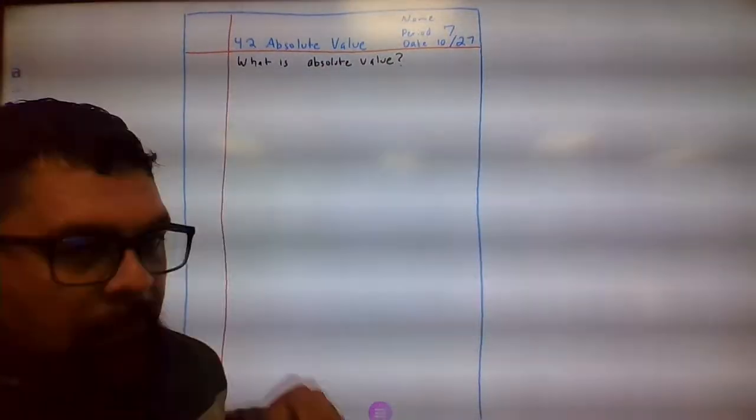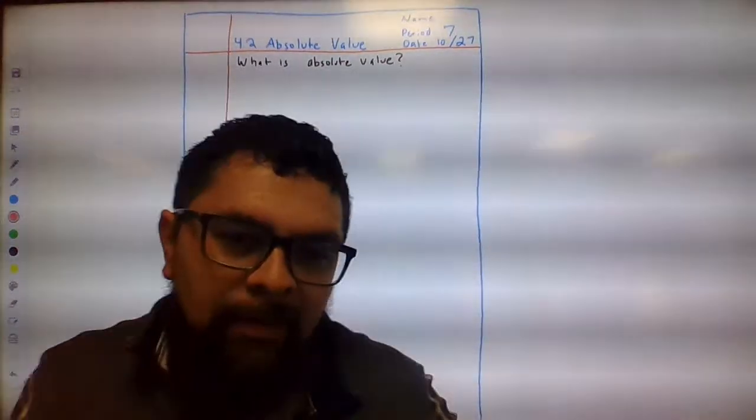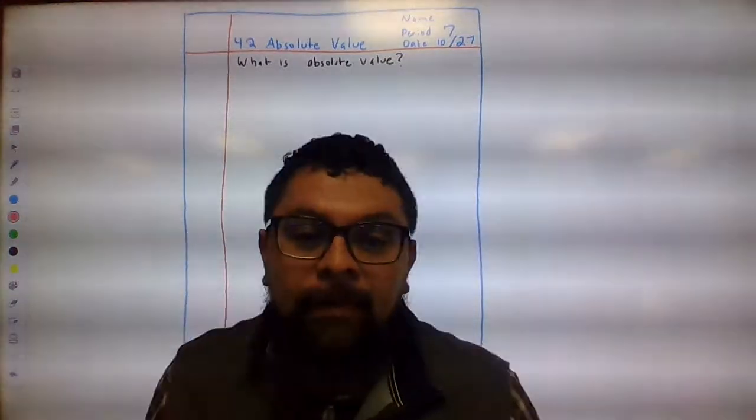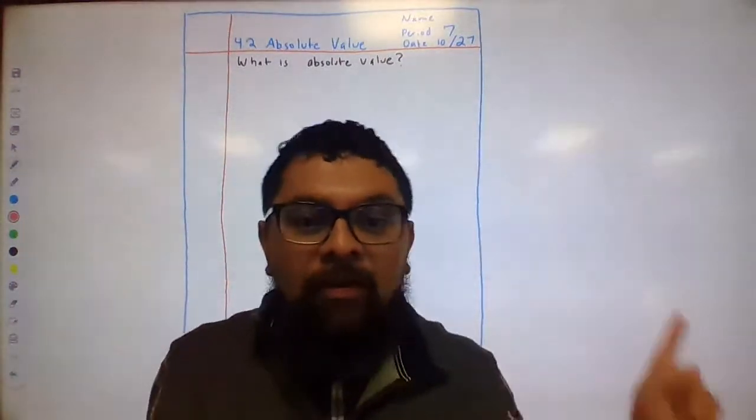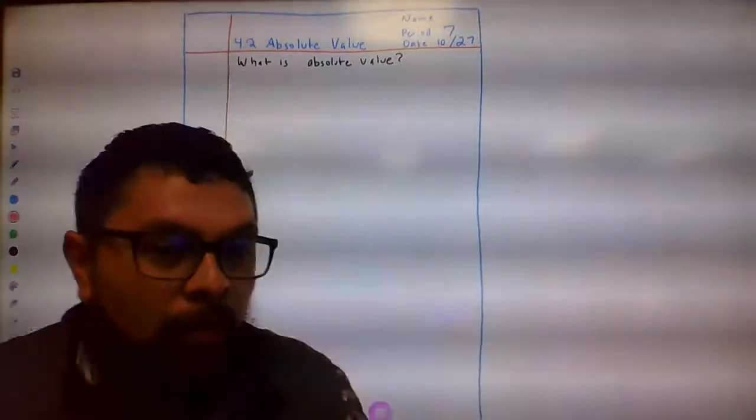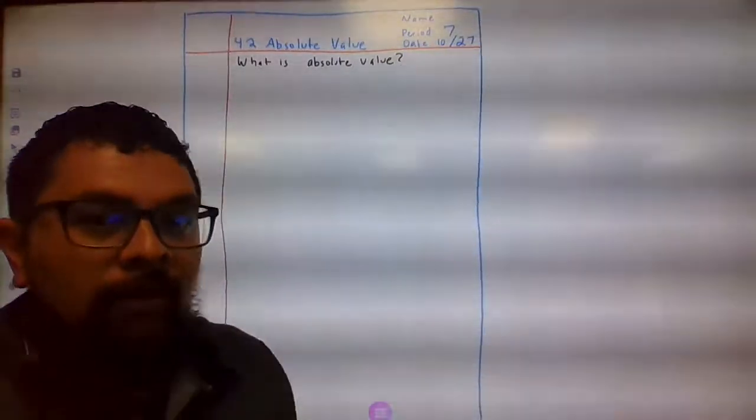Absolute value is 4.2. So you just went over number lines, okay? You just reviewed number lines. And we're going to use more number lines here on absolute value, okay? So that's why it was important to review number lines, okay?